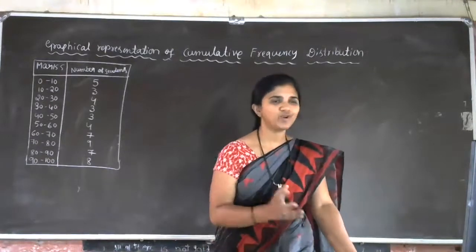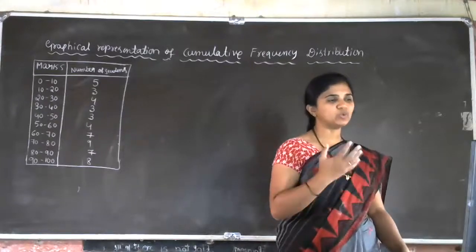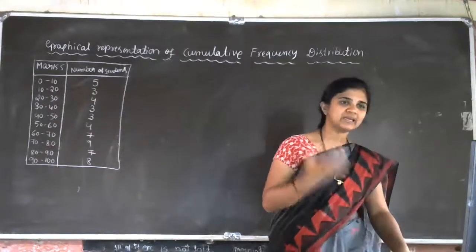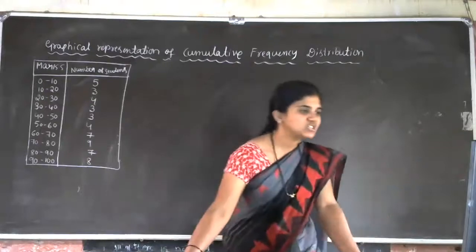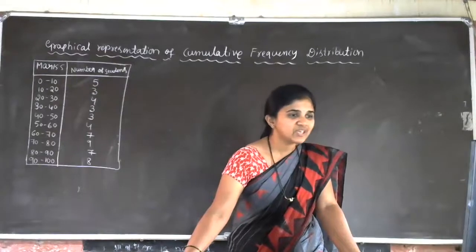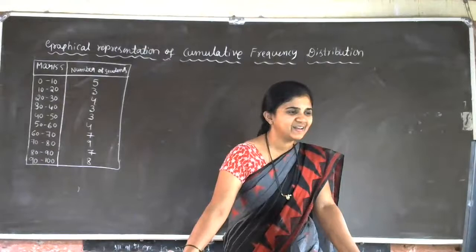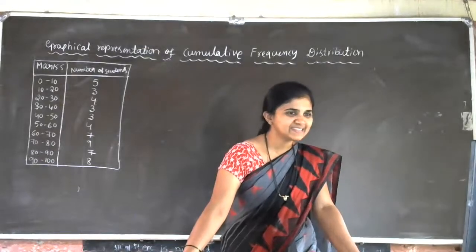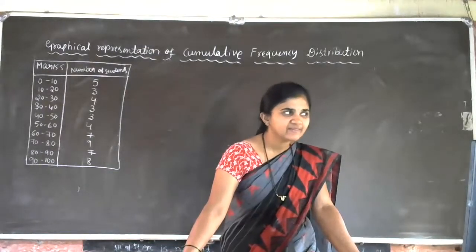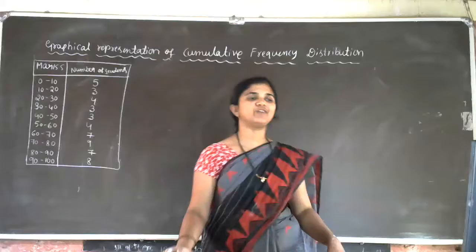Yes. So mode is equal to L plus F1 minus F0 divided by 2 F1 minus F0 minus F2, into h. Using this formula we can find the mode. Mahesh, can you tell me the median formula? L plus n by 2 minus c divided by f into h. Yes, very good, Mahesh. Median is equal to L plus (n by 2 minus cf) divided by f, into h.